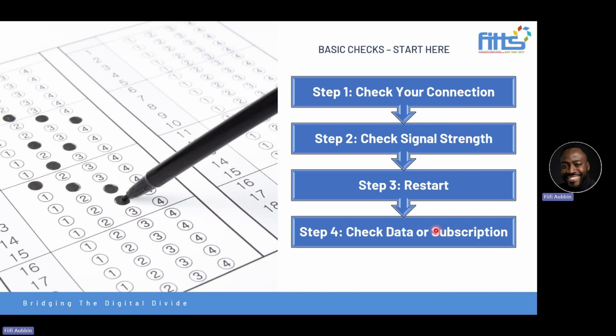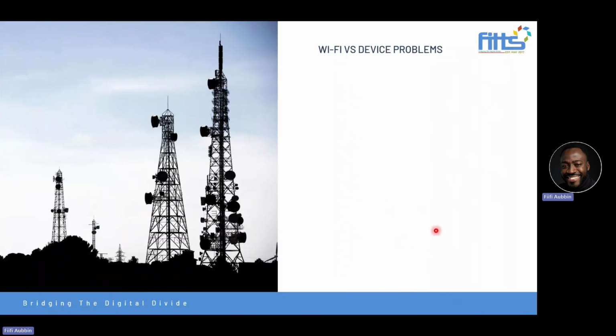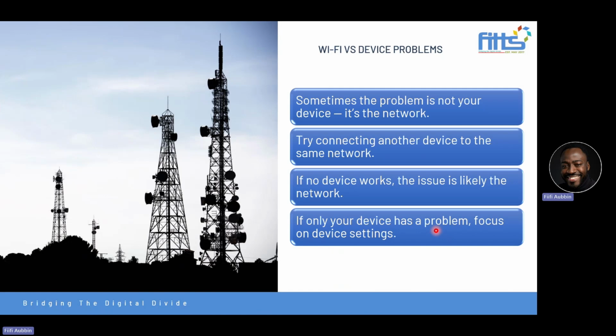And I want us to draw a distinction between Wi-Fi and device problems. Sometimes the problem is not your device, it's probably your network. Then you can also try connecting another device to the same network. And if no device works, the issue is likely the network. Then if only your device has a problem, then you focus on device settings. And you know how to get there because we've treated this in our previous lessons. So if you missed that, kindly go back and check that out.